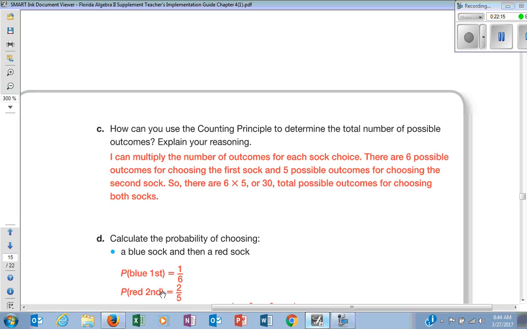When I pull my first sock, I assume that I pulled what color? A red one, and so I now don't have 2 reds in there anymore. I only have 1 red. How many socks are there total now? 5. So I have 1 out of 5 for that second event to happen. And so I've multiplied 2/6 times 1/5 to get my chances of that event happening together, the compound. Are you with me? Always assume the first one is true. So when you pull a red sock, you go, oh wow, I got a red sock. And you go, okay, what's the chance of the second event happening? Multiply those together. That's the chance that they both happen.